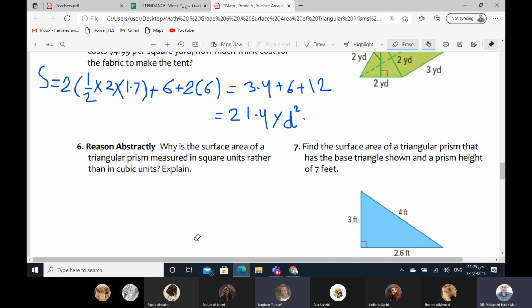Mr., can I explain, please? Yes. Is it because it's a 3D shape? Yes. Surface area has two dimensions, so we use the square unit. But the volume has three dimensions, so we use the cubic units. So this is the difference between the surface area and the volume. Okay? Who can read exercise number 7?